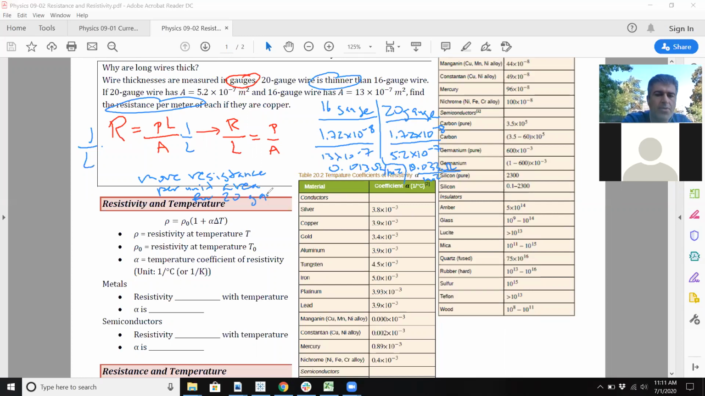So you would probably imagine that a 16 gauge wire would be a little more expensive. Let's actually go online and take a look.